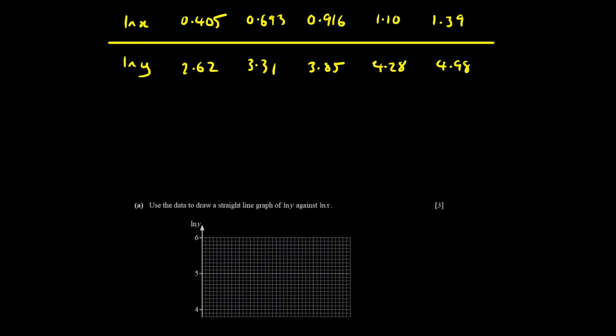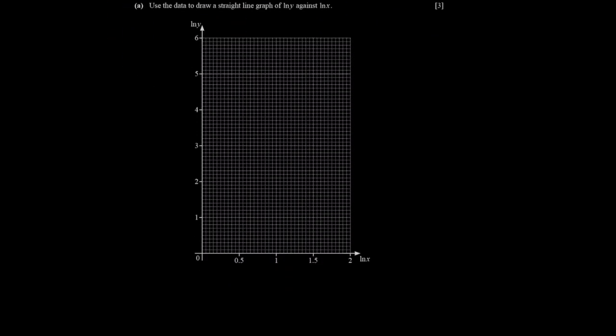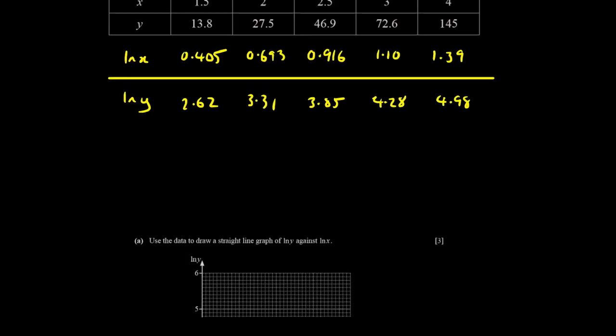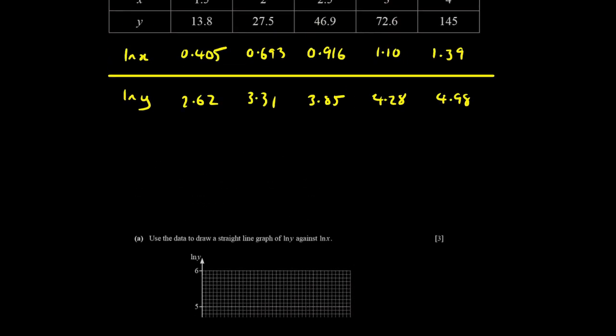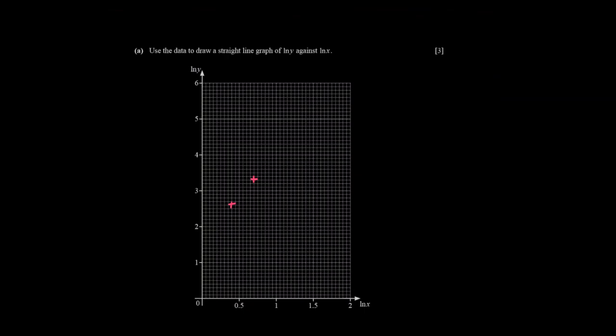So 0.4 and 2.62. Now, it's going to be a bit rough on mine. I hope you understand that because it's a bit hard for me to do this. 2.6, I think it's probably going to be like there-ish. 0.7, 3.3. That would be 0.6, 0.7, sort of up there, 3.3-ish here. And 0.9, 3.8, 3.9.